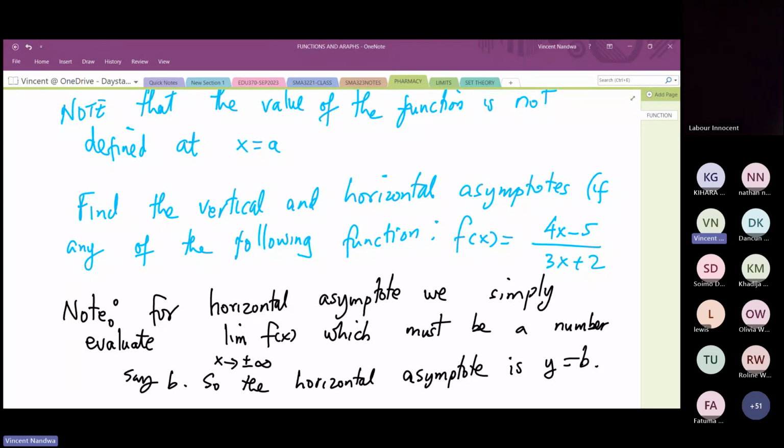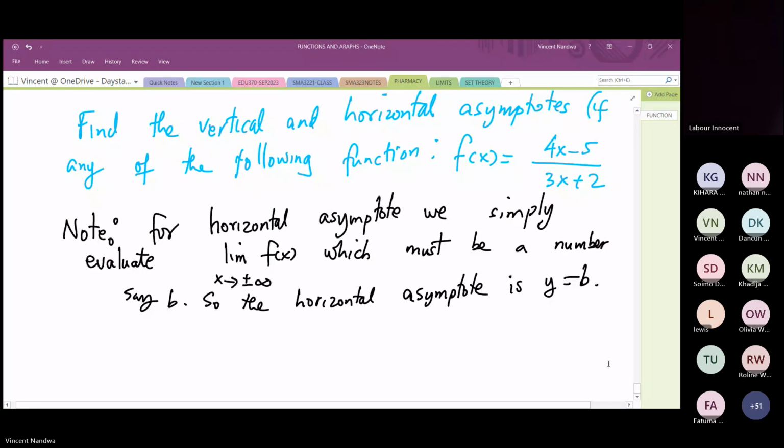So that's what you do. It's like us asking you to simply find the limit of the function as x approaches either plus or minus infinity. And if you get a number, then it means that the horizontal asymptote for that given function exists. In some cases, it may not exist. So here, we find the limit as x approaches, say, infinity, of 4x minus 5 over 3x plus 2. You remember how we were playing with this kind of stuff?